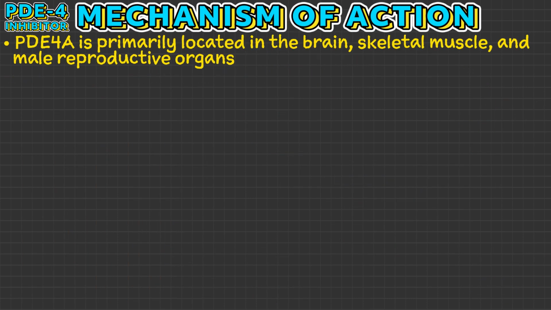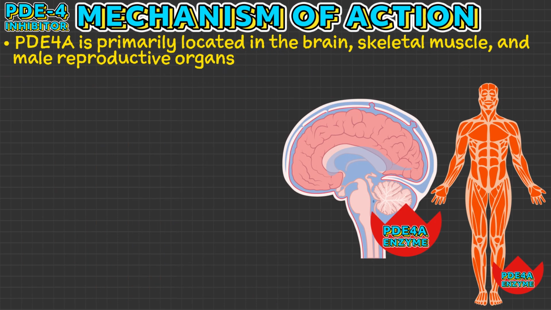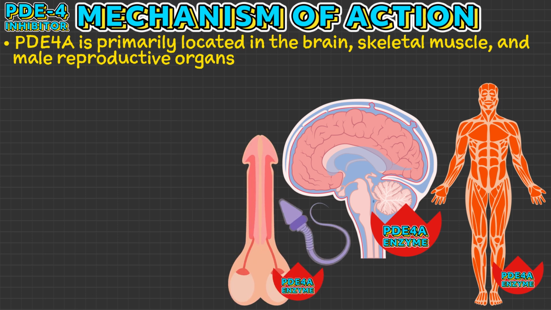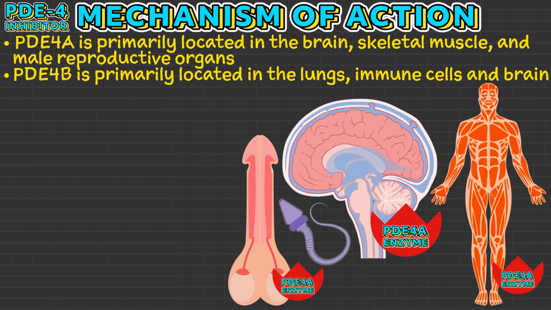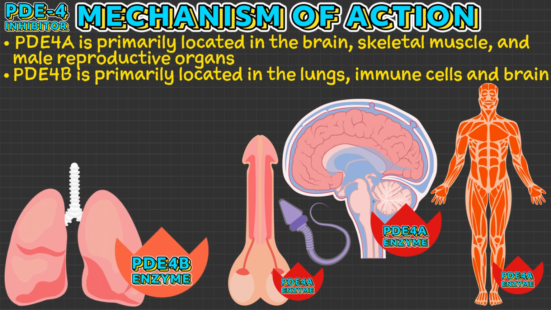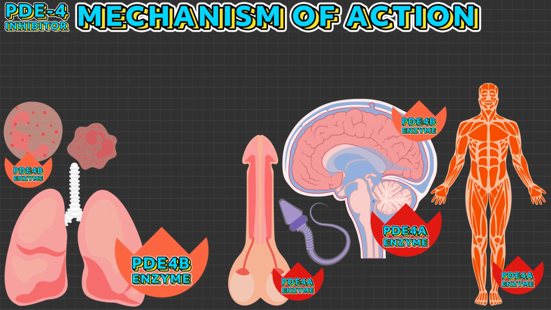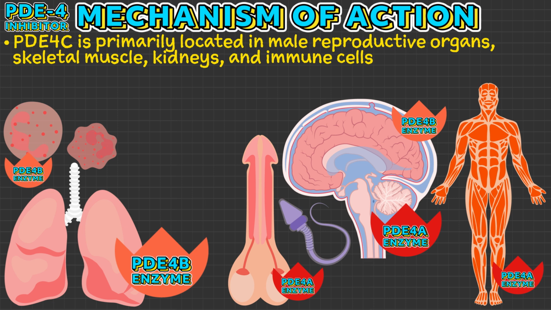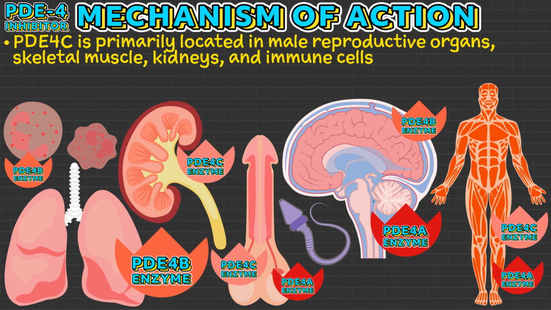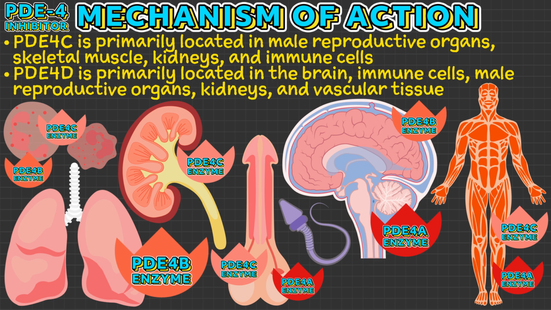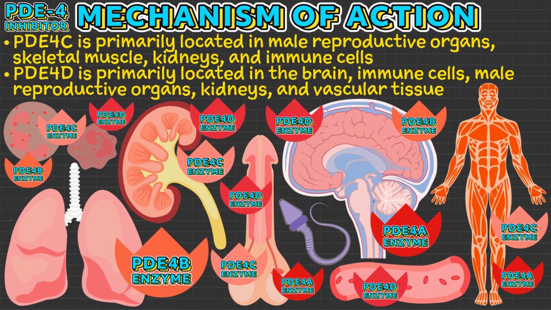PDE-4A is primarily located in the brain, skeletal muscle, and male reproductive organs. PDE-4B is primarily located in the lungs, immune cells, and brain. PDE-4C is primarily located in male reproductive organs, skeletal muscle, kidneys, and immune cells. And PDE-4D is primarily located in the brain, immune cells, male reproductive organs, kidneys, and vascular tissue.